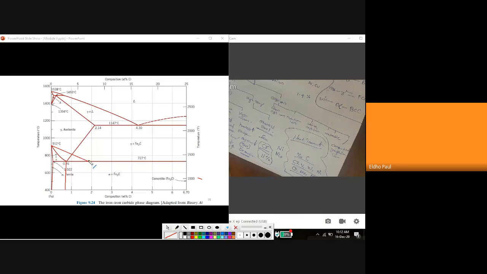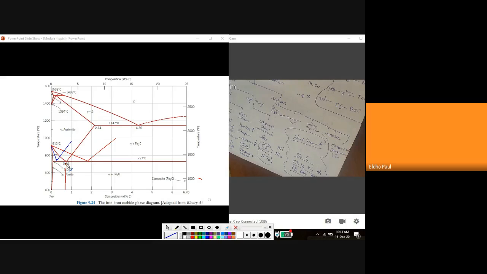this point. That means I shift the eutectoid point from here to the right side. Or I can change the eutectoid point to the left also by adding different alloy elements. This one, I shift this 0.76% carbon. If there are no other alloy elements, only carbon as the impurity atom, then 0.76 will be the eutectoid point. By adding different alloy elements, I can shift it either to the right or to the left.